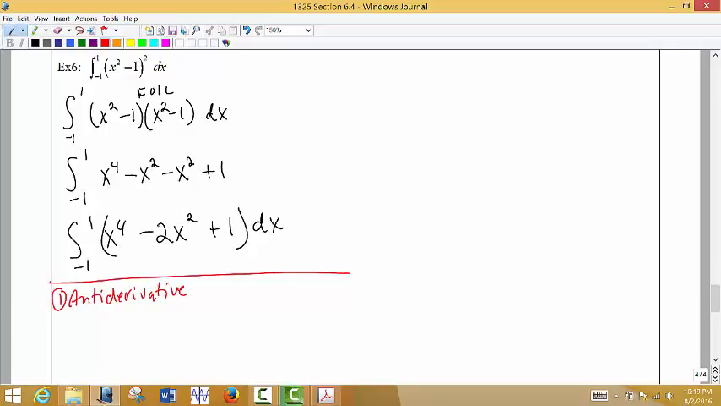Okay, so we're going to do each term separately. So x to the fourth is going to be x to the fifth divided by 5. We're going to bring down that constant multiple, negative 2. We add 1 to the exponent and divide by the new exponent, taking care of that. The last term is just 1, so we multiply by the variable we're using for integration, so that's just going to be x.